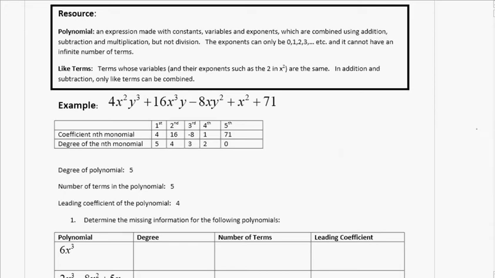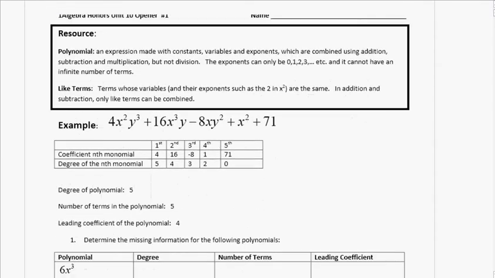Alright, so we're going to start off chapter 10 now, and you can read, but some things to highlight. A polynomial is an expression with constants, variables, and exponents, which are combined using only addition, subtraction, multiplication, but not division. Okay, so these expressions are not combined by division.